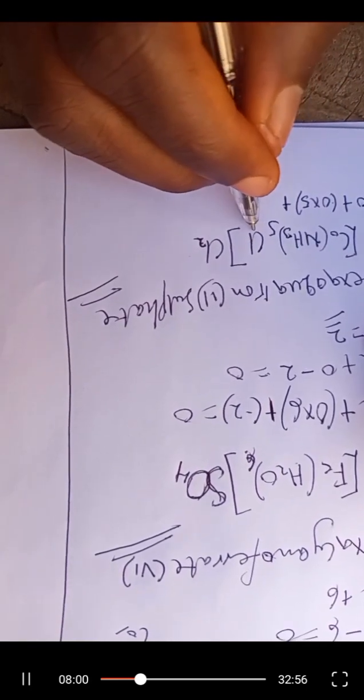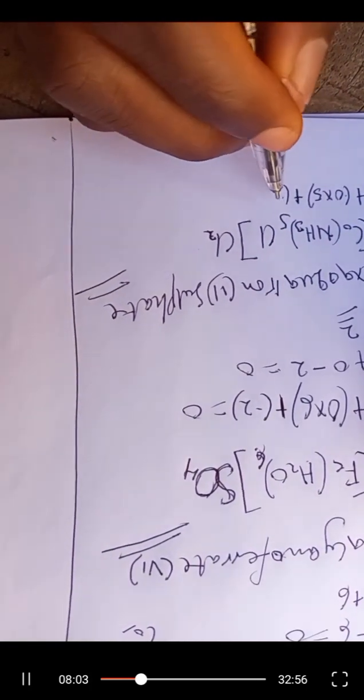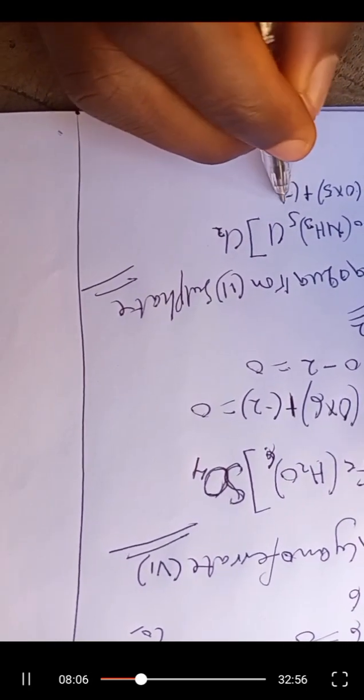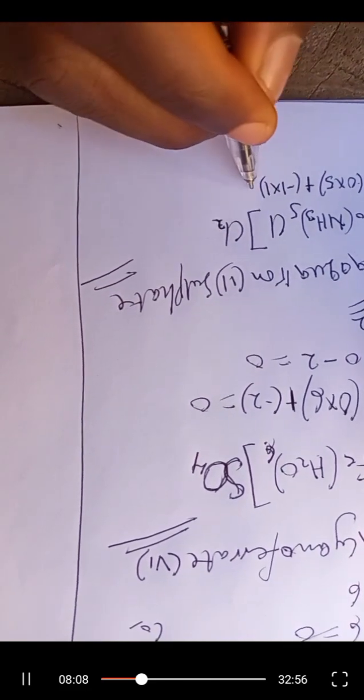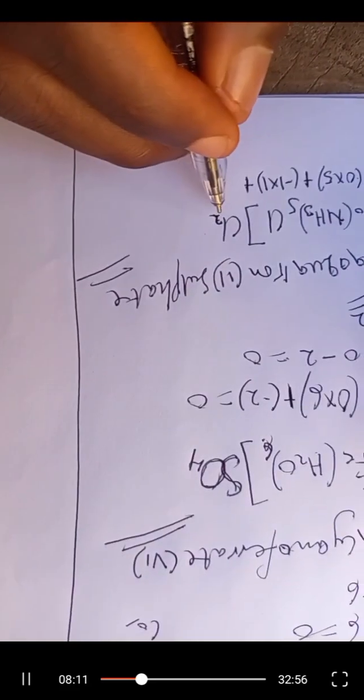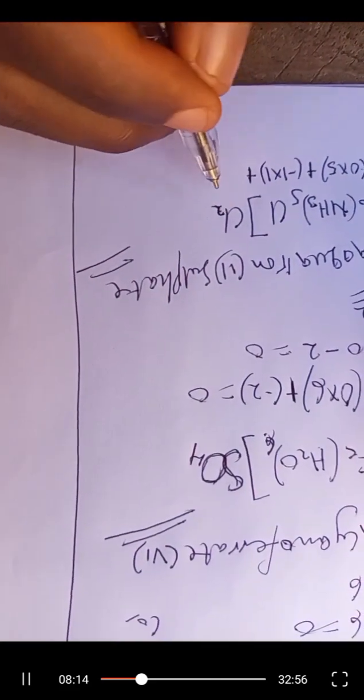plus chlorine, it is a -1 ligand, -1 times 1 because it is 1 here. Plus, we have another chlorine outside, which is also -1, but it is 2 here.